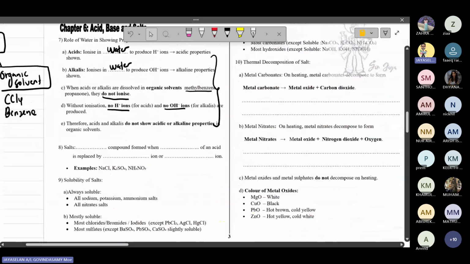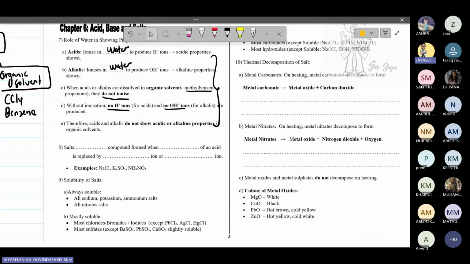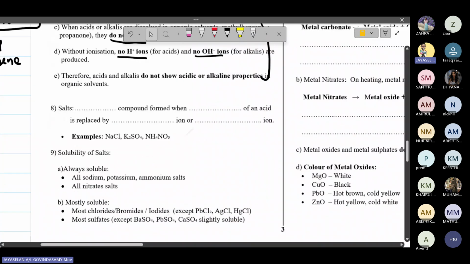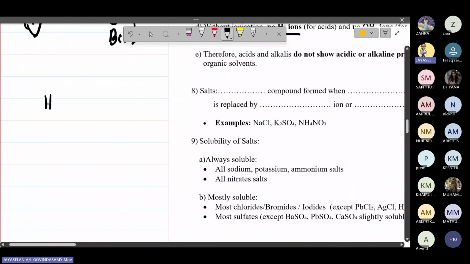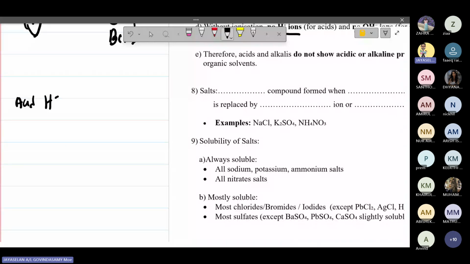Okay, so the definition of acid, definition of alkali, definition of base, properties, equation, you all understand already, right? Now we go for salt. Don't be afraid of salt. Salt is very easy. Okay, when we have acid, acid has hydrogen ion in front and X ion behind. We have alkali. Alkali has Y ion in front and OH ion behind.